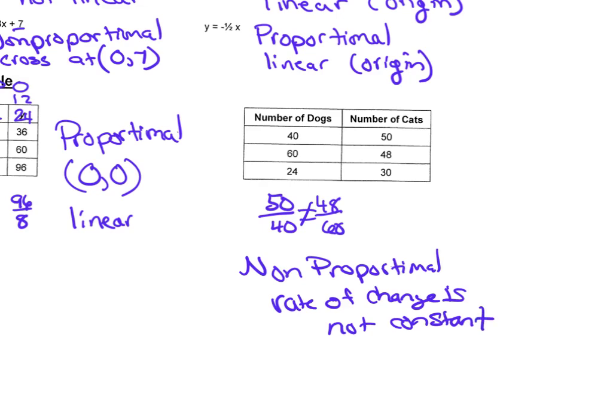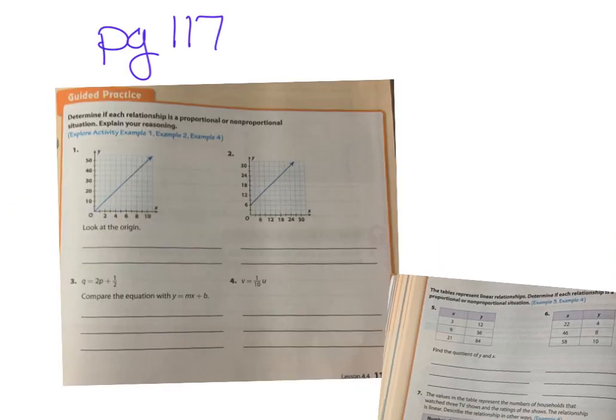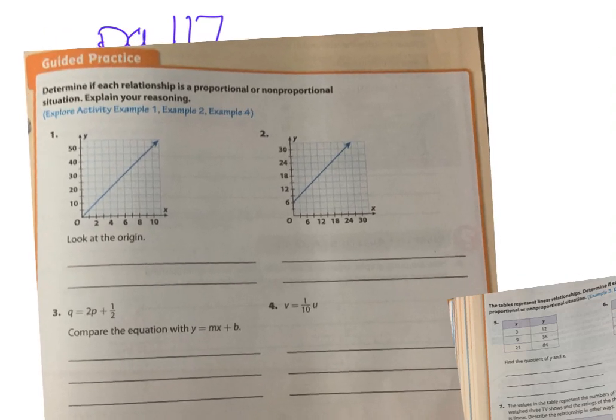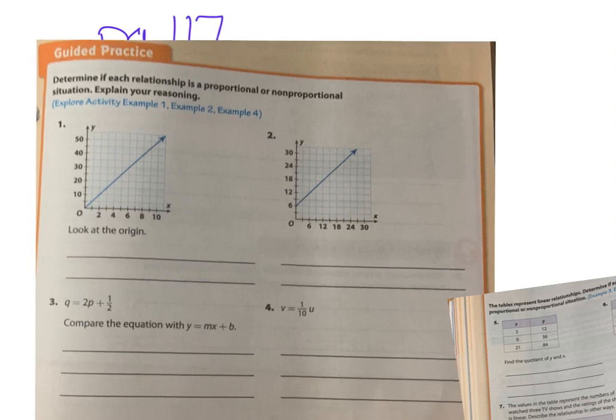So now we can look at graphs, we can look at equations, and we can look at tables and understand linear, nonlinear, proportional, non-proportional, where it crosses our y-axis. Okay, let's go ahead and do our guided practice and we'll be done with our notes. Okay, page 117. It's to determine if each relationship is proportional or non-proportional situation. Explain your reasoning. So the first one, it's proportional because it's linear and it goes through.